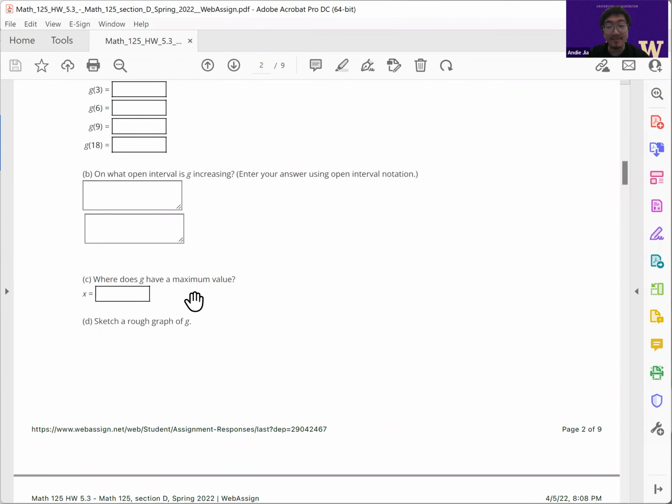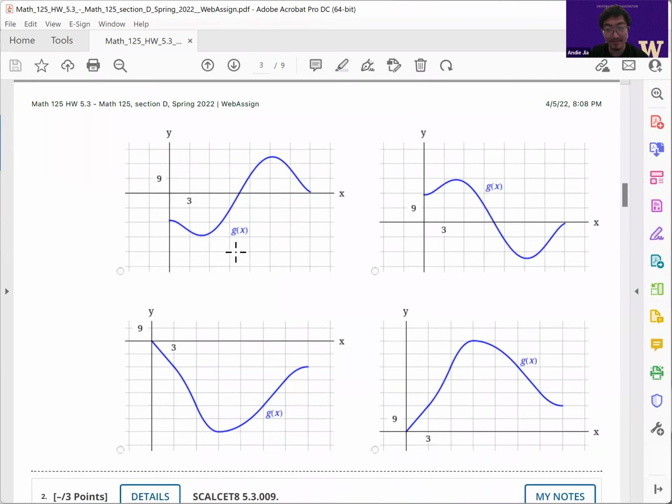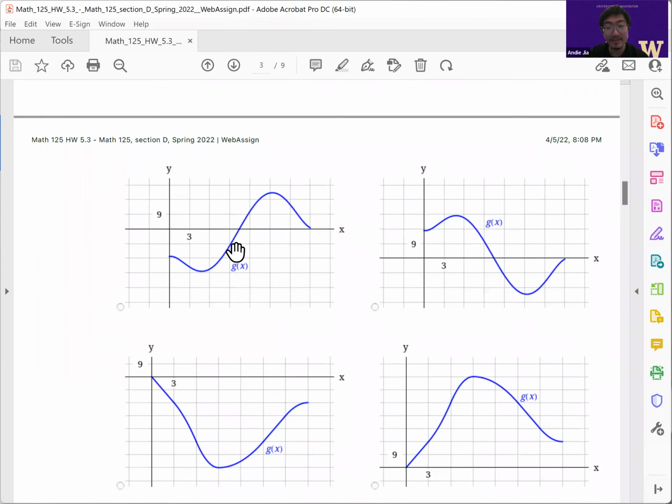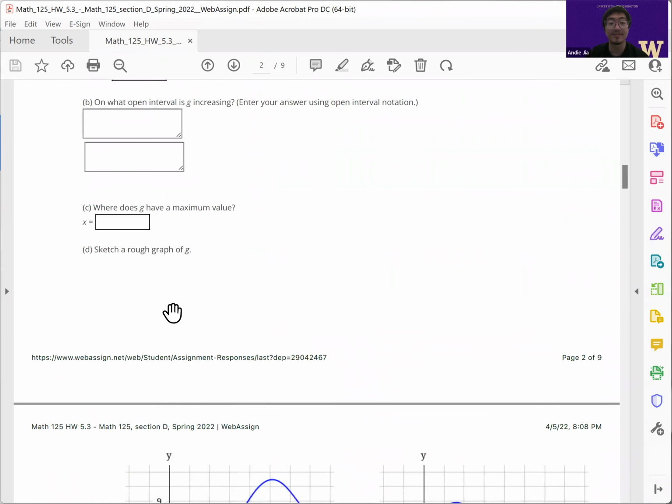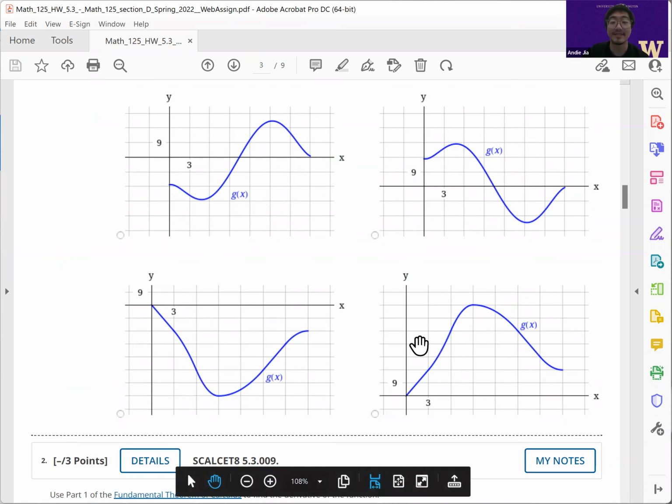Where does g have a maximum? In this case, we need to use the local maximum. We can tell if the derivative is changing from positive to negative, then the local maximum occurs. So at x equal to 9, the local max occurs. So just read the graph here, you don't need anything more complicated. So it's this one.